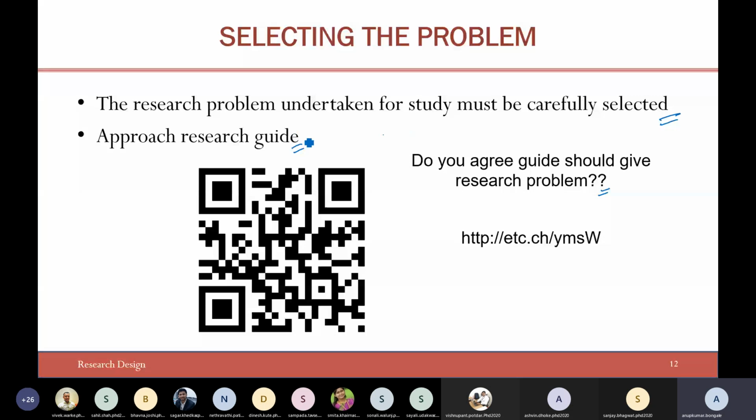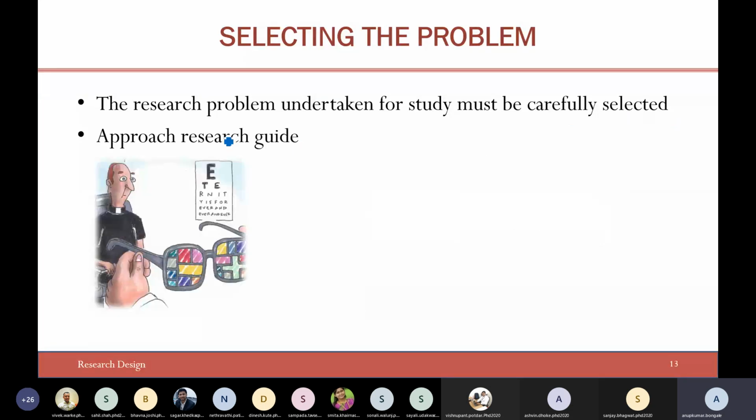Of course the research guide will help you out, but the research problem undertaken for the study must be carefully selected by the researcher, and the role of the research guide is just to advise whether you are going in the right direction or not. Imagine you are a patient and the ophthalmologist is your guide. The role of the guide is to find a suitable lens for you, but it is you who should tell whether you are able to see through those lenses or not. Ultimately it's your journey, not the supervisor's journey.